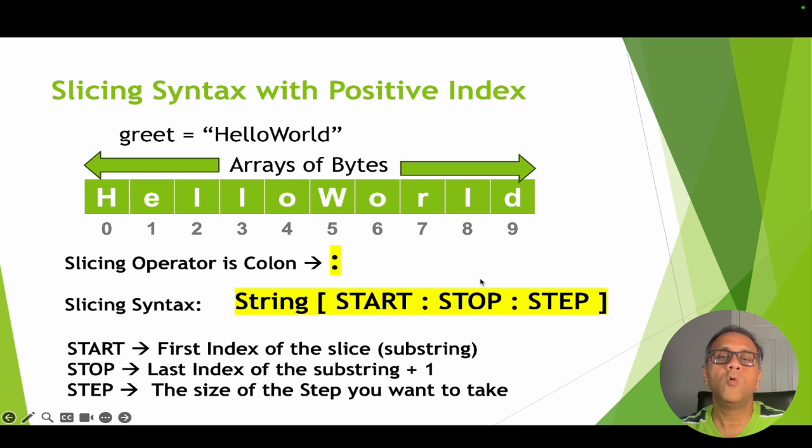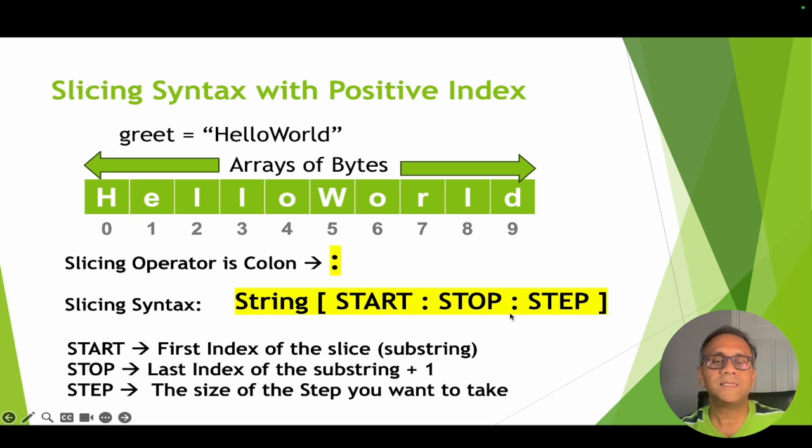Then colon. What will be stop? Stop is the last index of the substring plus 1. So your substring is world, the last index is 9, the index of the d element is 9, so your stop will be 9 plus 1, 10. This is very important. So stop will be the last index of the substring plus 1. Okay, don't forget this plus 1 when you're using the stop. And next is the step parameter.